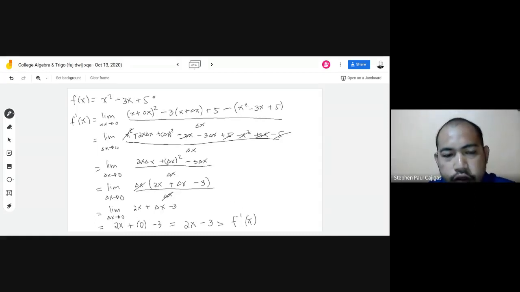Let's recall our rules of differentiation. For 2x squared, the derivative of x squared is 2x. For minus 3x it becomes minus 3, and for 5 it becomes 0. So that is correct, our derivative is 2x minus 3.